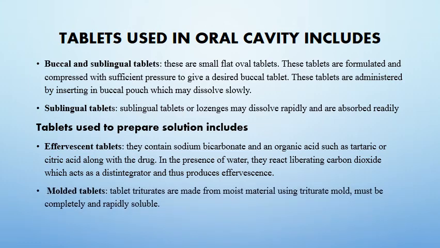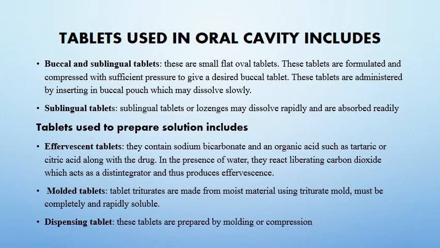Next is molded tablet. Tablet triturates are made from moist material using a triturate mold and must be completely and rapidly soluble. Dispensing tablets are prepared by molding or compression.